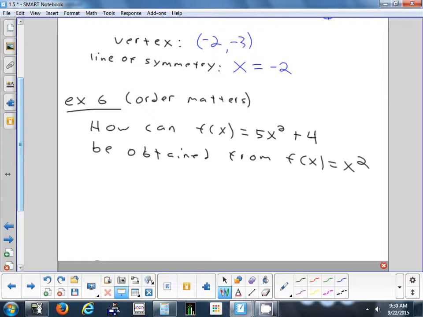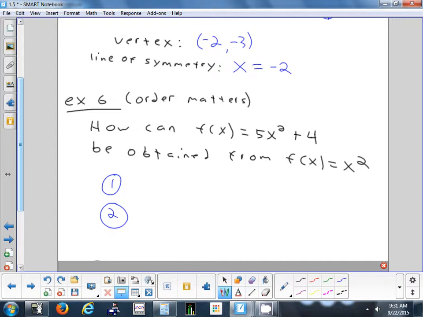All right, so another one where we're going to describe how we can get from the basic function to the new one. Okay, and the order that we write them in does matter. Okay, first, how many transformations are happening from x squared to 5x squared plus 4? 2. Okay, there's 2. And for this one, the way you can think about it is just think of PEMDAS. If you were to plug something in and square it, what's the first thing you would do? Multiply by 5? Or would you add 4? You'd multiply by 5.